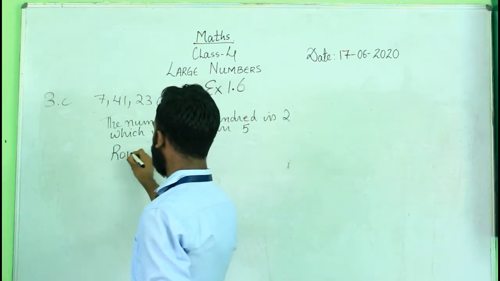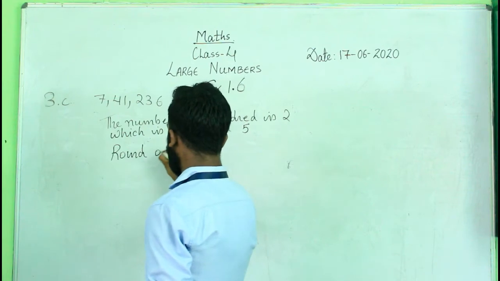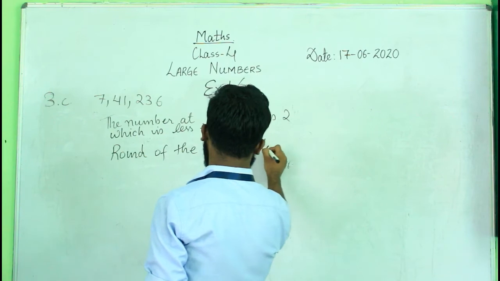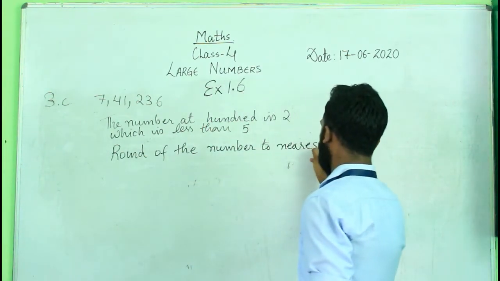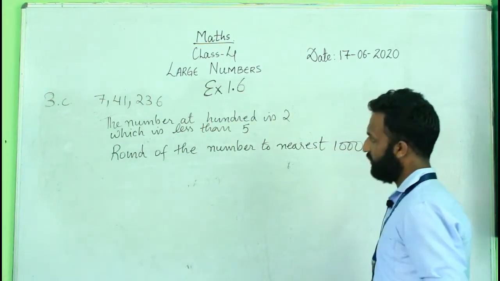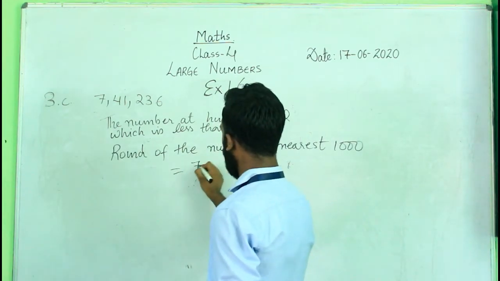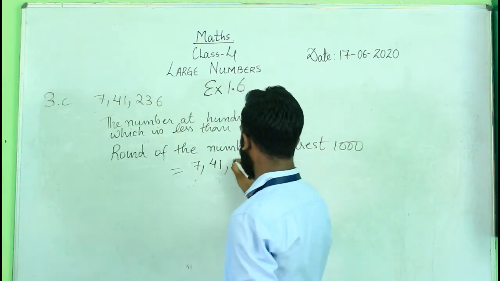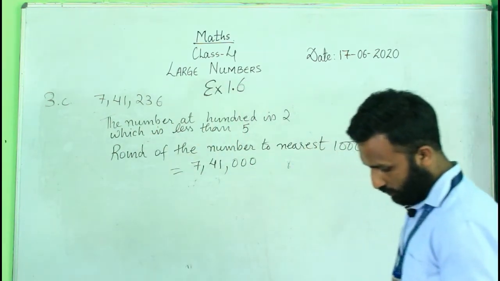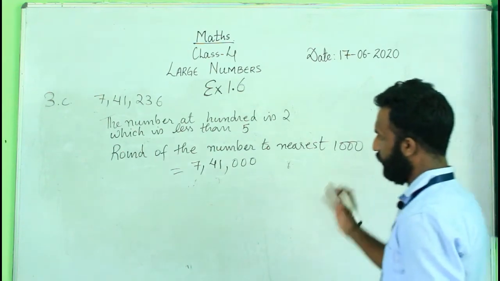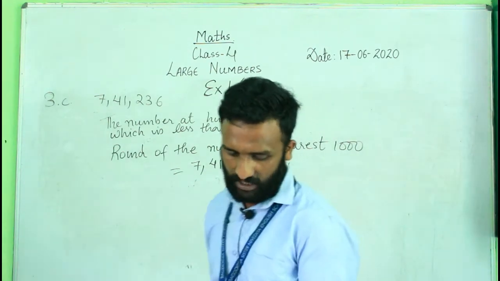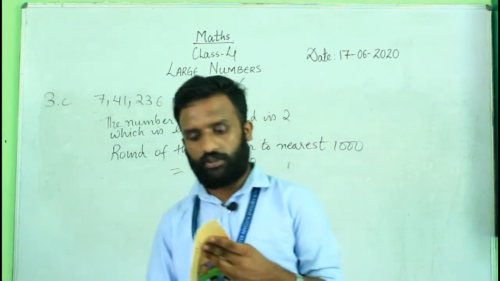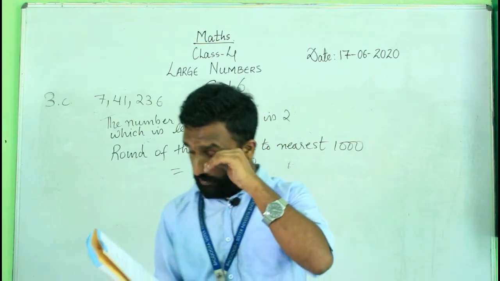So round of the number to the nearest 1000 will be equal to 7,41,000. As I told, we will not change that, and the remaining we will change to 0. This is how you will do question number C for rounding the number to the nearest 1000. So this is how we will do question number 3.